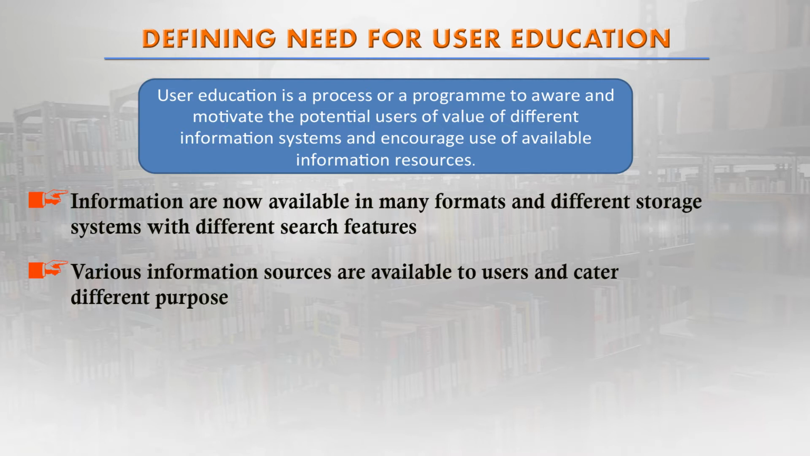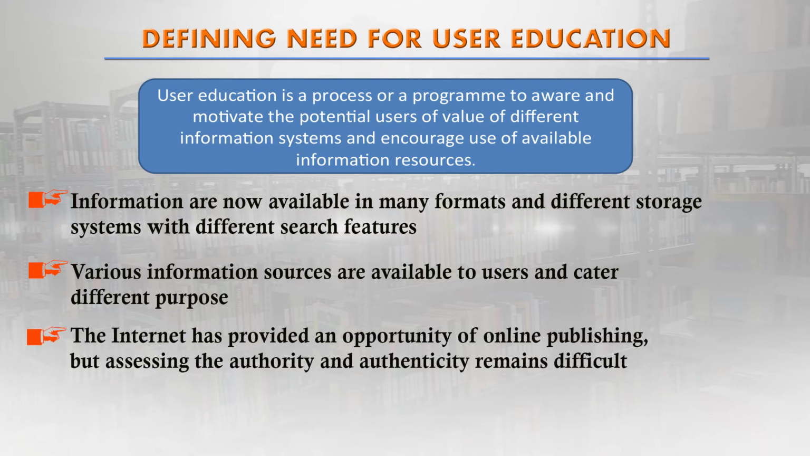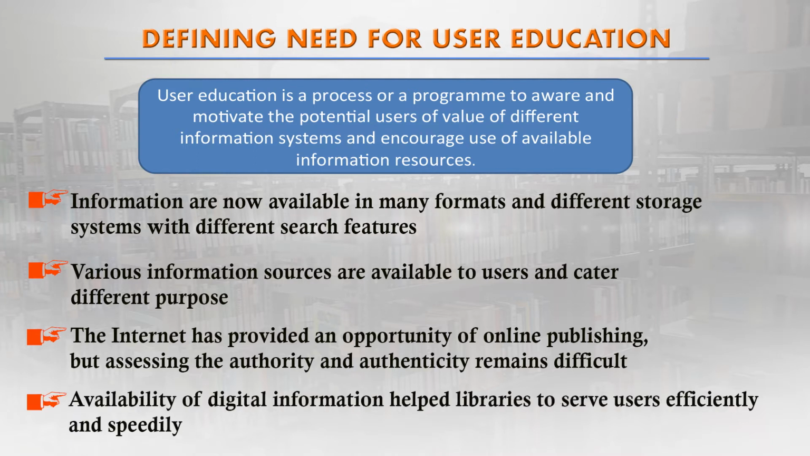Various information sources are available, and many sources the user doesn't know. So as a library professional, it is important to make them understand what types of sources we are dealing with. The internet has provided an opportunity of online publishing, and therefore you are getting a huge number of information sources from different parts of the globe. Most importantly, along with online publishing, authenticity is an important component which is sometimes missing. So user education will help a user understand which documents to rely on and which not. Availability of digital information definitely helps the user, so how to access those digital libraries or digital resources is an important component.